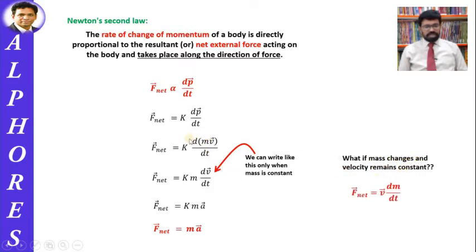In that case, what you can do is, in this equation, instead of bringing m outside, you can bring v outside. So F net is equal to v bar into dm by dt. So this dm by dt is what? Rate of change of mass. So this is how Newton's second law of motion mathematical equation can be expressed if velocity is constant and mass is changing with time.